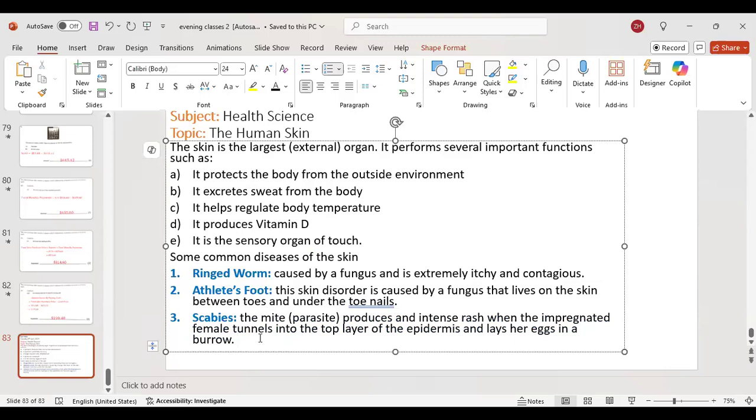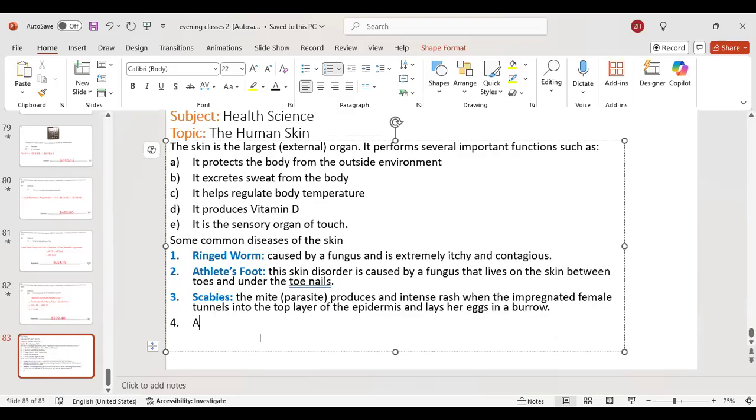And then they morph into adult mites. And the next one is going to be acne.